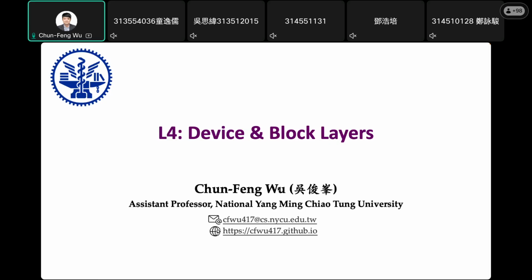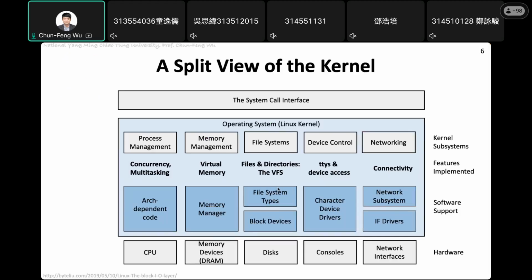So let's move on. Device and block layers. This is a split view of the kernel. You can find a very similar figure all over the internet. Usually we have the system call interface to interact with the operating system, right? And below the operating system, there are different hardware resources: CPU, memory, disk, consoles, and network. Before the midterm, what we learned was the process management part.